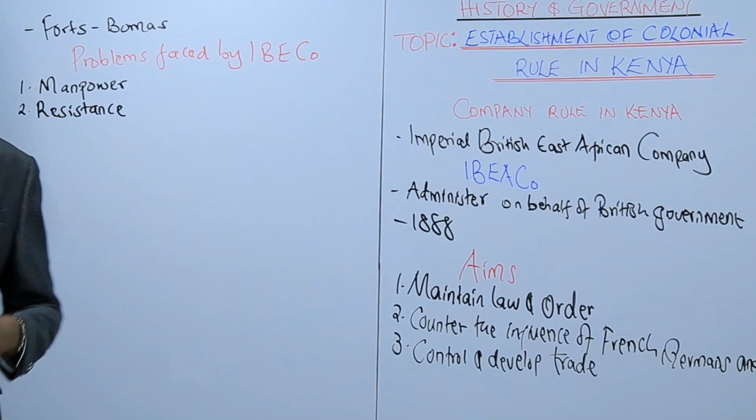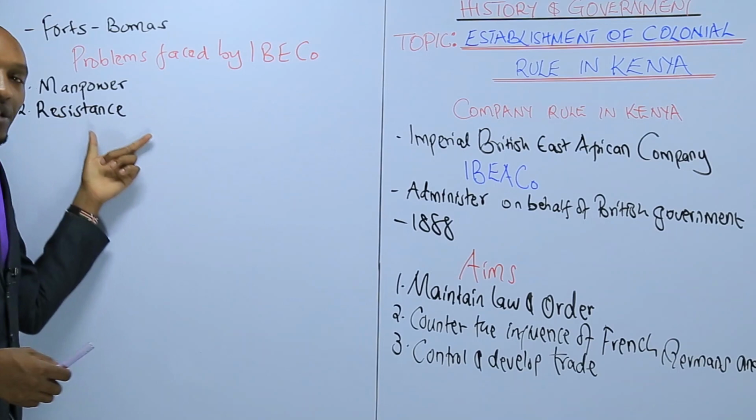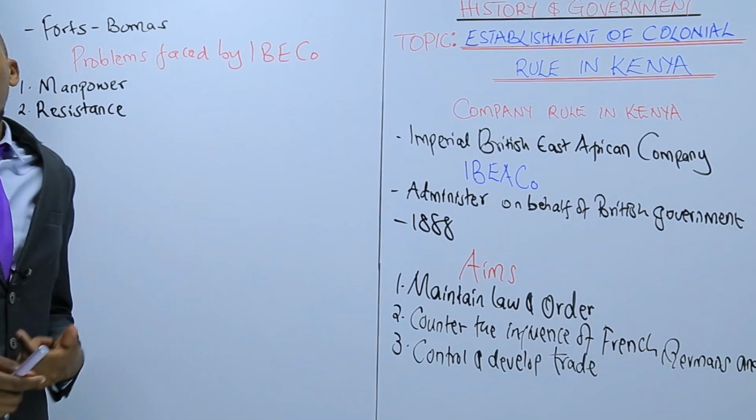So there were frequent revolts, and for the British or for the company to quench this resistance, they required a lot of resources. They had to invest a lot of money to quench those rebellions. That was very costly on their part.